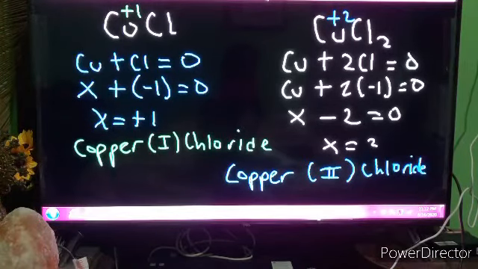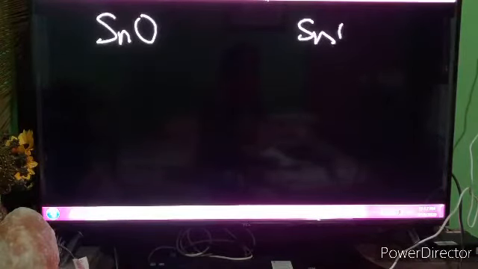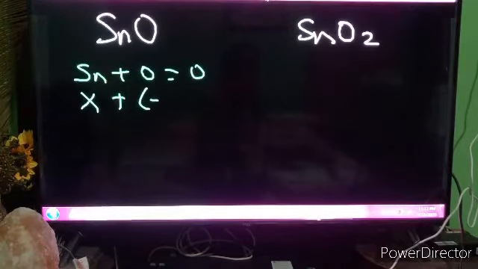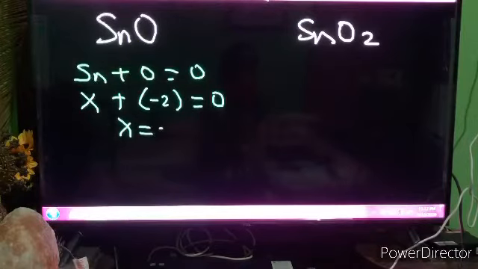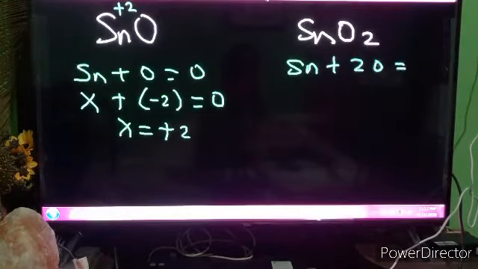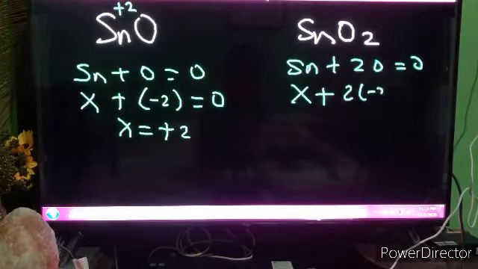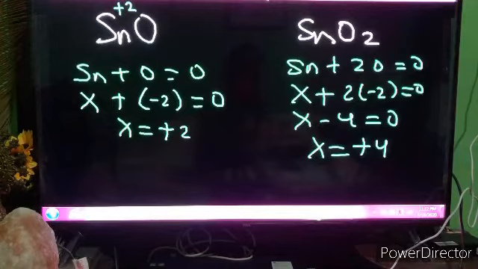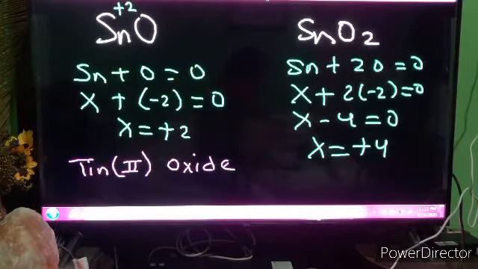Okay, let's consider one more example. Let's say we have SnO and SnO2, tin oxide. So here we have Sn plus oxygen. We're going to set it equal to 0. Replace Sn with x, substitute oxygen for -2, therefore x is equal to 2. So tin has a +2 charge. Here we have tin plus 2 oxygen atoms equals 0. So x plus 2 times -2, so that's x minus 4. Move the 4 to the other side, x is equal to +4. So to name these two compounds, here it's tin 2 oxide, and this compound is called tin 4 oxide.